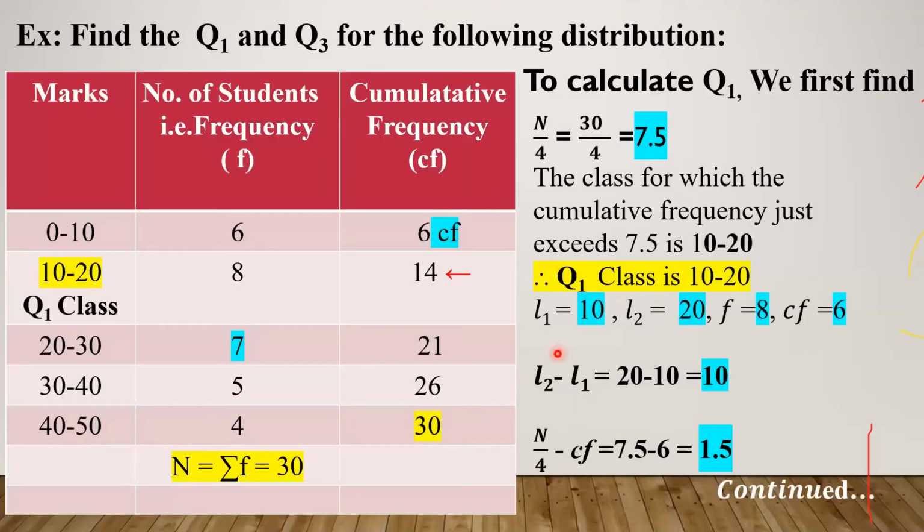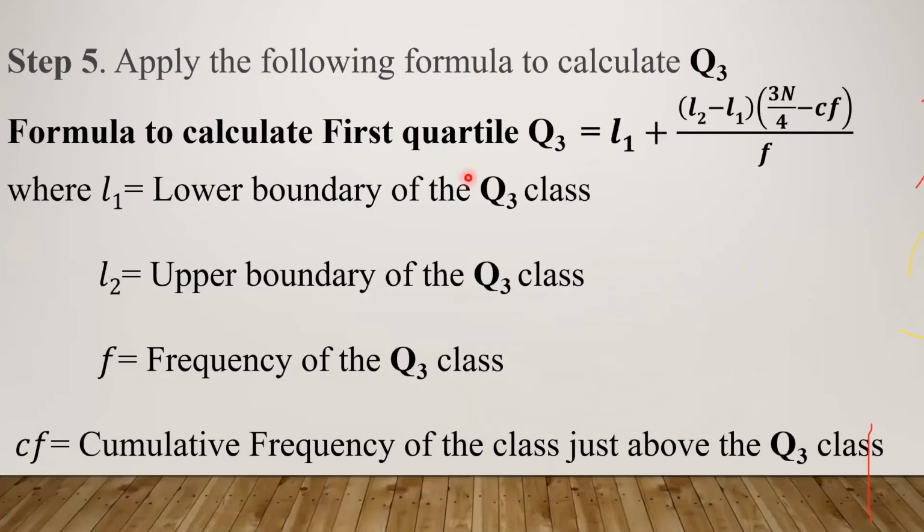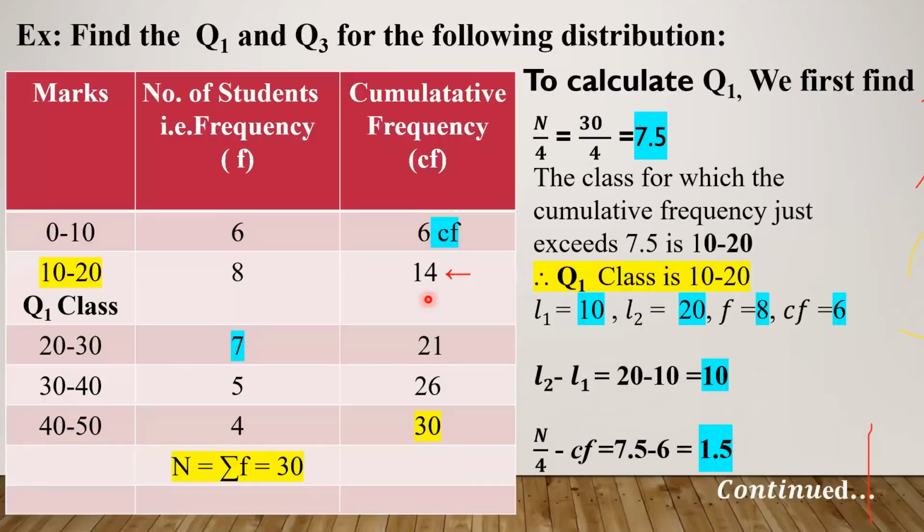What is L1? L1 is the lower boundary of the Q1 class. What is the lower boundary of Q1 class? It is 10. So I will write L1 equal to 10. What is L2? Look at the step. If you forget, go back and see the steps. Okay, what is L2? Upper boundary. So L2 is the upper boundary, that is 20.